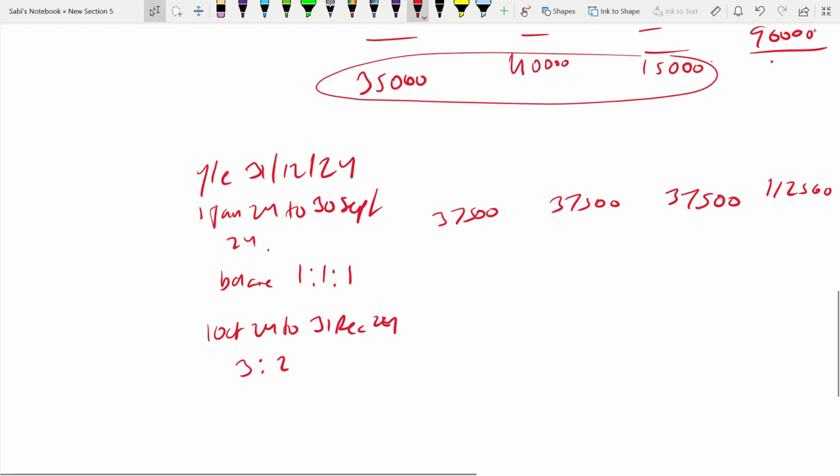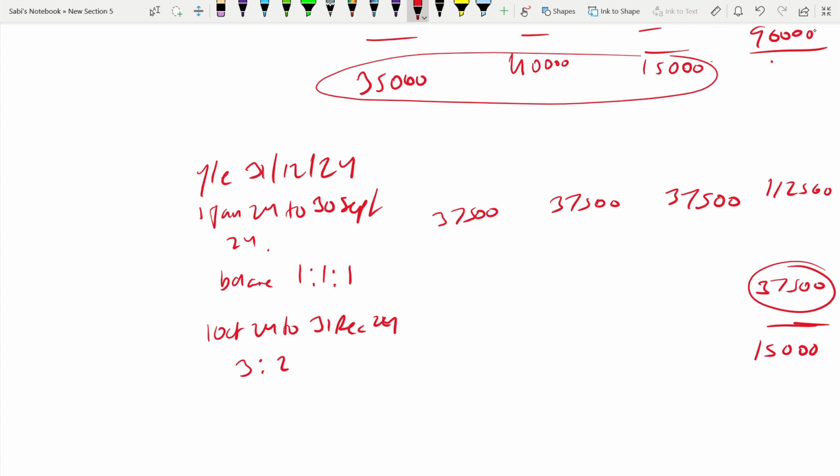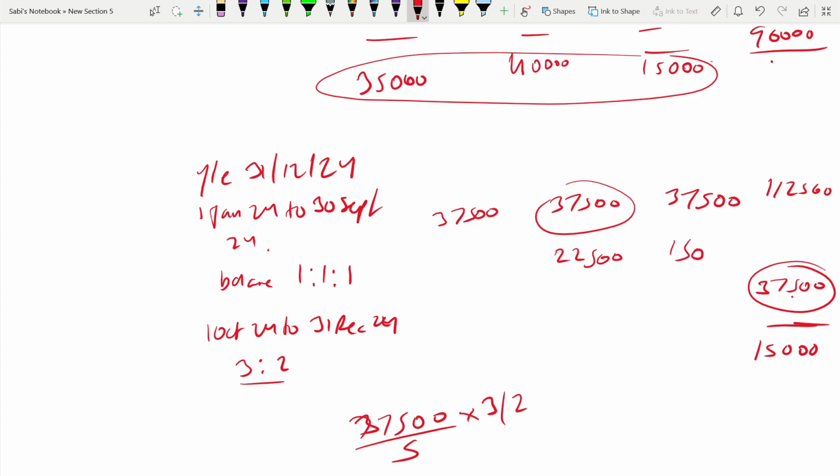So what is it? Here it will be 37,500. Why? The total has to be 150,000. This needs to be divided in 3:2. Now Xavier is no longer there. How will you divide it? 37,500. If you see the total, it's 5, so 3 for the portion of Yon, and for the portion of Zach, you multiply this by 2. So here it will be 22,500 and 15,000. You'll get the 37,500.